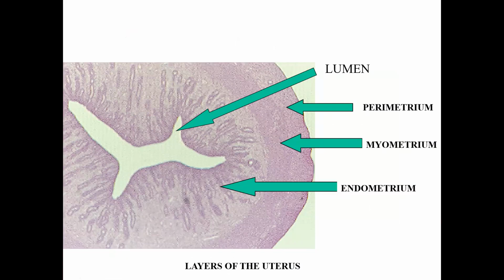Now, the endometrium has 2 parts to it. It has a stratum functionalis and a stratum basalis. The stratum functionalis is the layer next to the lumen. That's the layer that slides off every month when the female is menstruating. The stratum basalis is the layer that stays there, and the functional layer grows back from that every month.